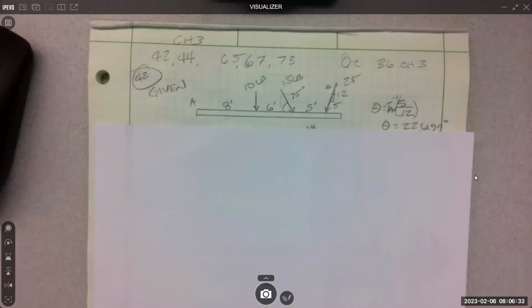It's good practice, and this is something that we need to practice, although we'll practice it in chapter 4 too. So 42 was looking for the resultant. Is that right? I don't have my book with me, so you guys got to help me. Yep, resultant and distance.